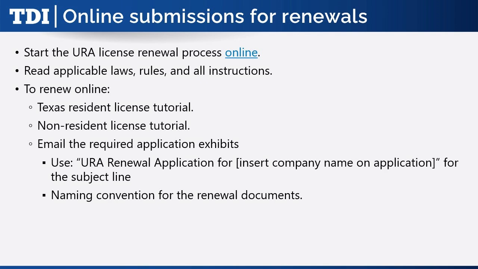Make sure you have all the required exhibit attachments ready before you start the online renewal process, because the online process will time out if you leave the system idle for too long. Once you complete the tutorial that applies to your URA's residency status, then you can go back and click the red Renew Online button to start the online renewal process.